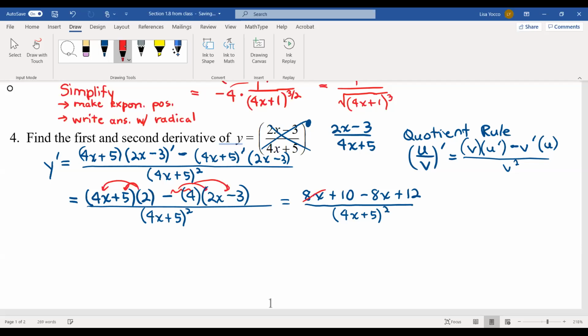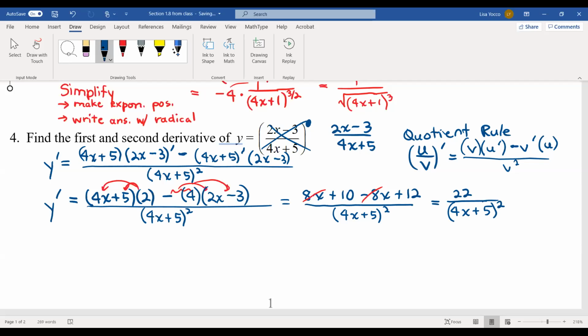Now notice that the 8x and the minus 8x, those cancel out. They add up to be 0. We can add 10 and 12 is 22, all over that denominator squared. All right. So that's your first derivative.